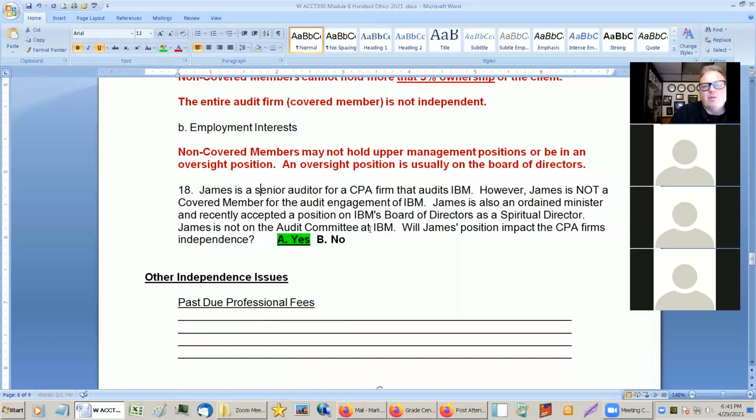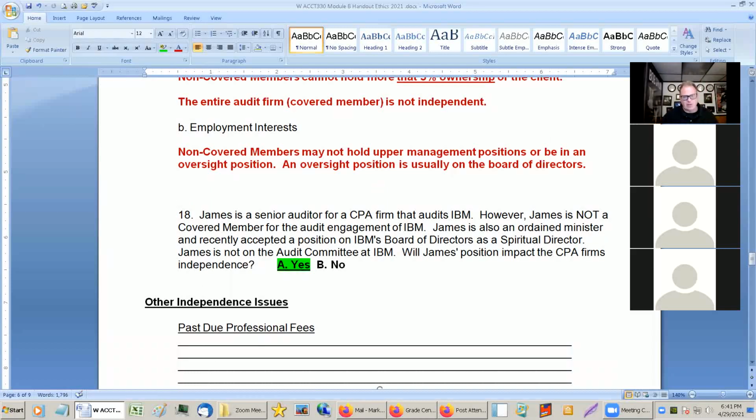Well, his participation on the board may have nothing to do with the audit. Cannot be on the board of directors. It does not, it's an oversight position. So it will interfere with it. There is an exception to this rule. So here is the exception to the rule.